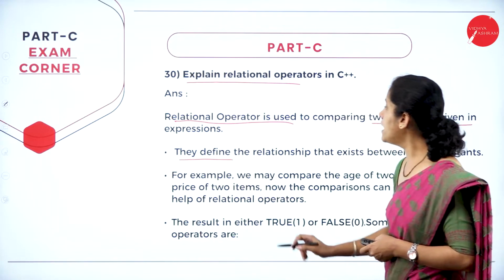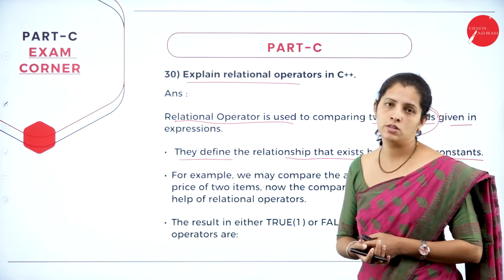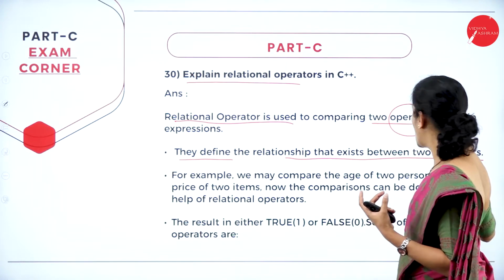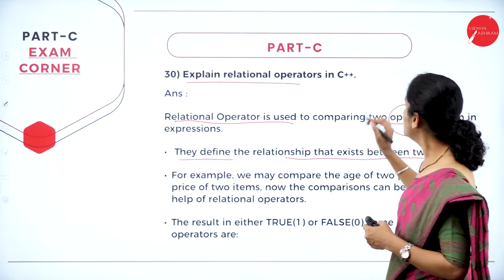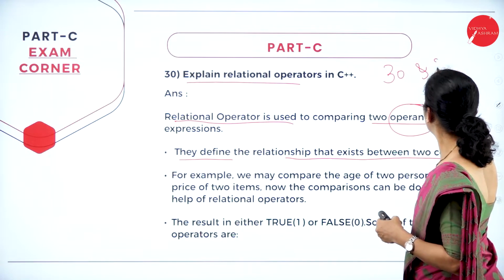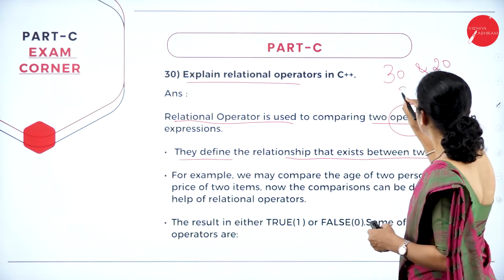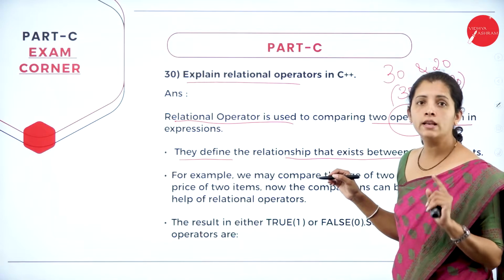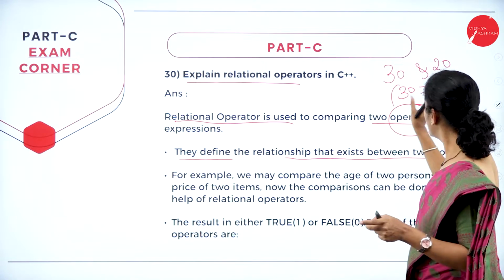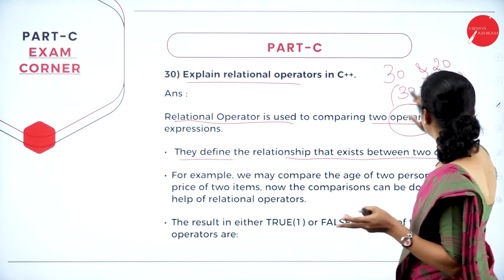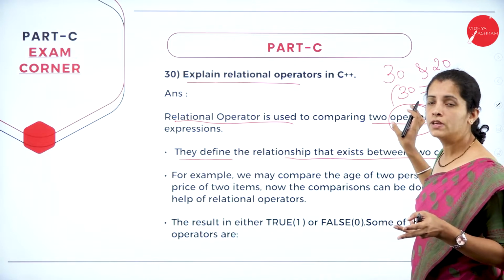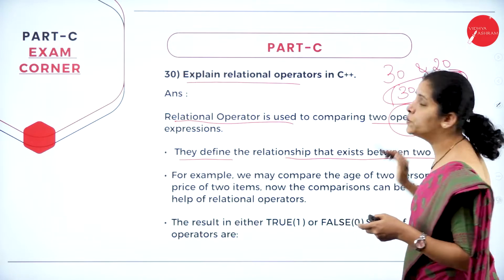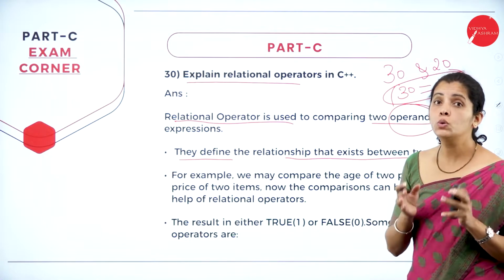Now, they define the relationship that exists between two constants. It's mainly used to compare or check the relationship between two constants. For example, think that I have 30 and 20. Now I want to check if 30 is equal to 20. So there are two possibilities: one is true and one is false. If both are equal, then it is true. If both are not equal, then it is false. So here relational operators are mainly used to check the relationship between two variables or two operands.